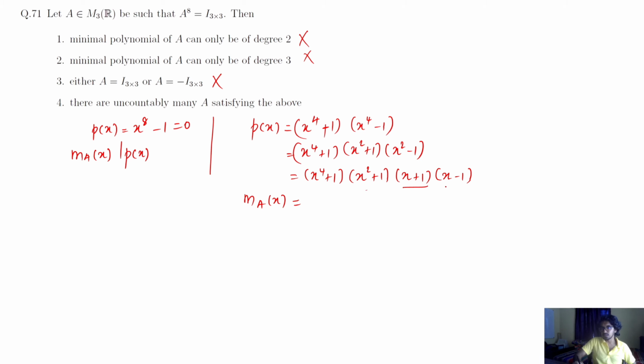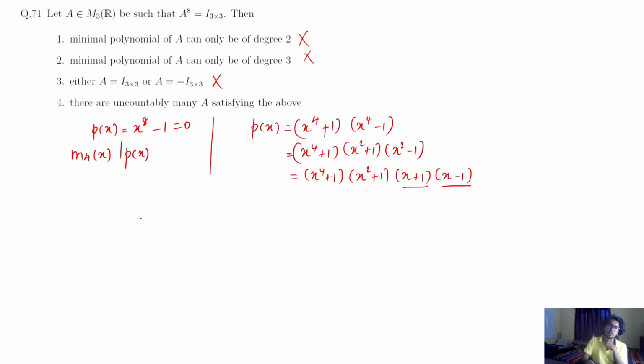If you have this and this, if you have this option, this tells that your A has to be identity. Suppose you have this option, this tells that A has to be minus identity. But if you have this x squared plus 1 with any of these two terms, then that can also be a minimal polynomial. So you cannot come to any conclusion of that sort. The minimal polynomial cannot be of degree 8 since the matrix is of order 3.